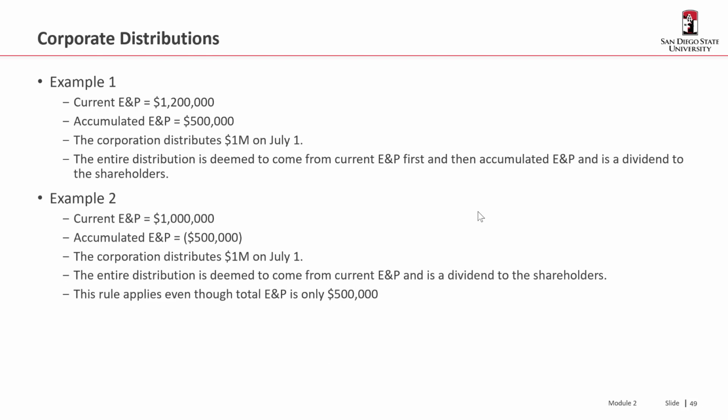In our second example, we've got current E&P of $1 million and accumulated E&P of negative $500,000. And again, the corporation distributes $1 million on July 1st. Again, the rule says the distribution is deemed to come first from current E&P. As a result, all of it would be treated as a dividend. And even though total E&P might only be $500,000 at year end, doesn't matter. And sometimes you'll hear this called a nimble dividend.